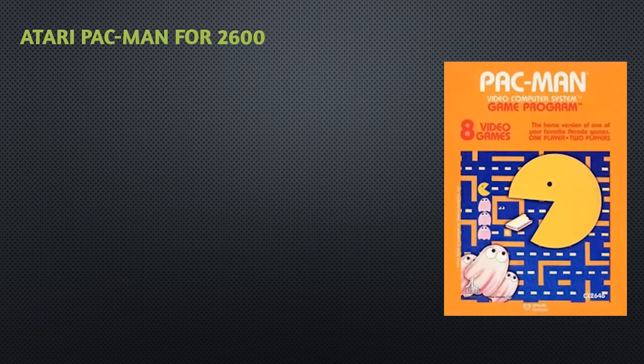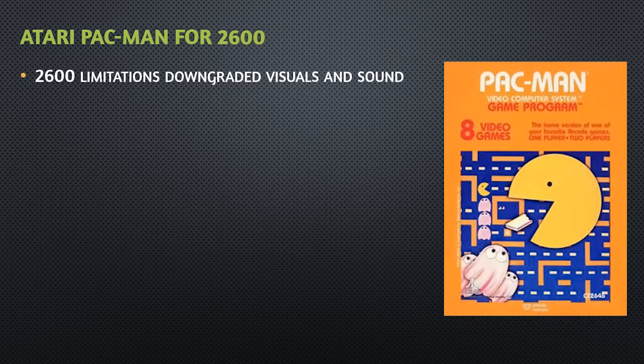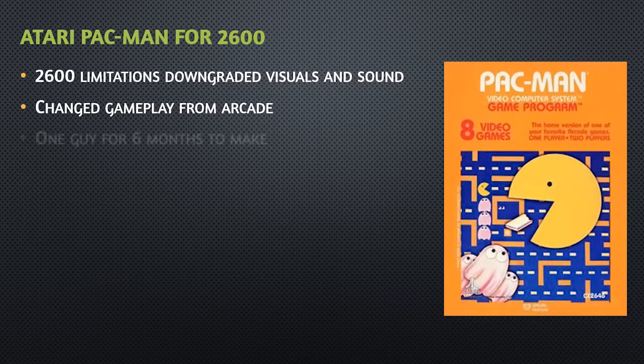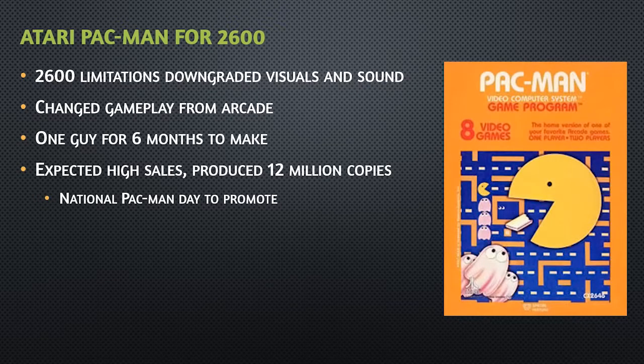Now, something really important that happened was the Atari 2600 came out with a Pac-Man edition. And this Pac-Man edition had to be really downgraded because of the limitations of the 2600, and this caused a lot of problems. So they changed the gameplay from the arcade. I don't know how you do an arcade port and change the gameplay, but that's what they did. It took one guy 6 months to make this thing, and they expected really high sales because Pac-Man fever was going on.